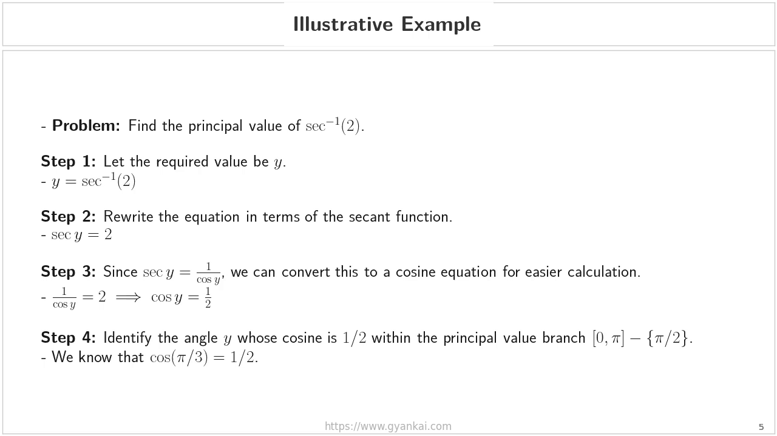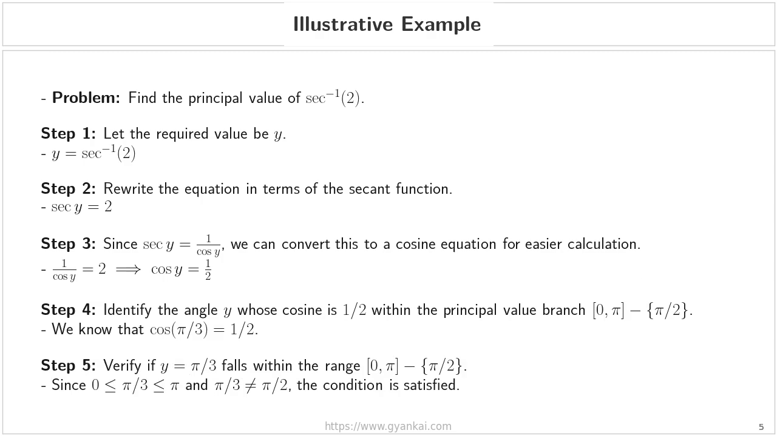Now, we need to identify the angle y whose cosine is 1/2. However, we must be careful to look only within the principal value branch that we defined in the previous slide, which is the interval from 0 to pi, excluding pi over 2. From our knowledge of standard trigonometric values, we know that the cosine of pi over 3 is equal to 1/2.